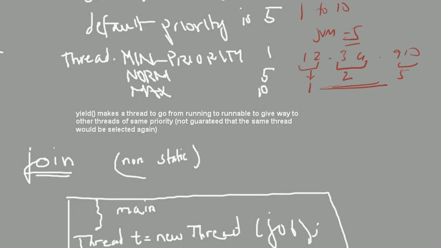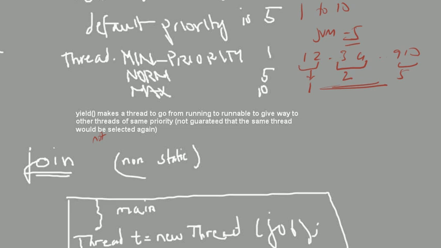Also, yield makes a thread go from running to runnable to give way to other threads of the same priority. That's the functionality of the method yield, but it's not guaranteed that the same thread would not be selected again, so I could have the same thread selected. All that yield does is, looking at threads of equal priority, it would try to give a fair chance to threads of equal priority.